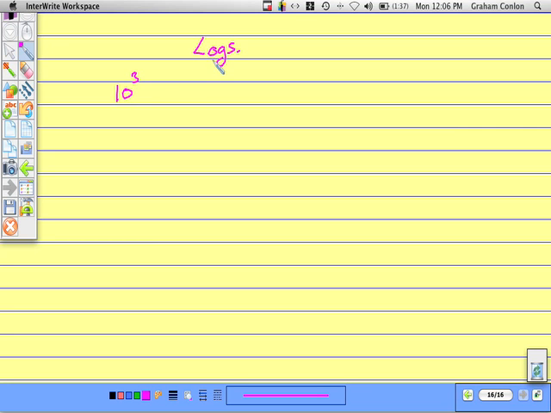Okay guys, I've been asked to do some stuff on logs, so let's get the idea. 10 to the power of 3 equals 1,000. So when we take logs, we can say that log base 10 of 1,000 is 3. The basic concept you've got to get your head round is this: if b to the power of x equals y, then log base b of y will give you x.